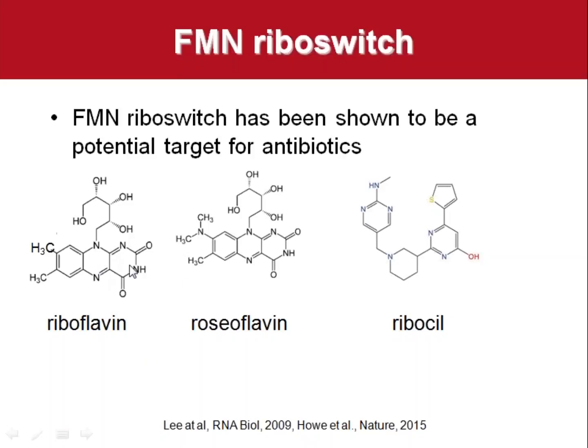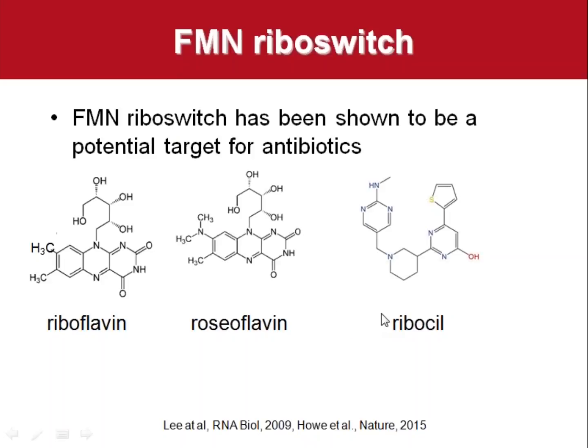So one thing is here, this is FMN. This is believed to be the natural ligand of the FMN riboswitch. There is a natural product called roseoflavin, which is chemically very much related to riboflavin. So the only difference here is this group. And roseoflavin has been shown to have antibiotic activity, and it could be shown by mutation studies that roseoflavin most likely acts in bacteria via binding to the FMN riboswitch.